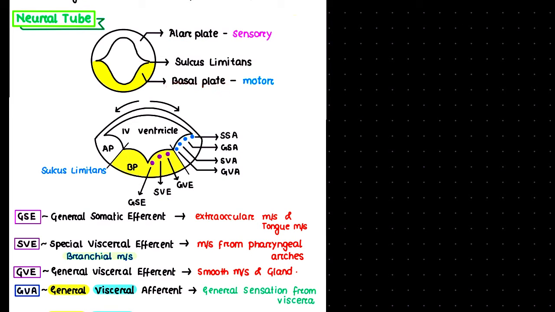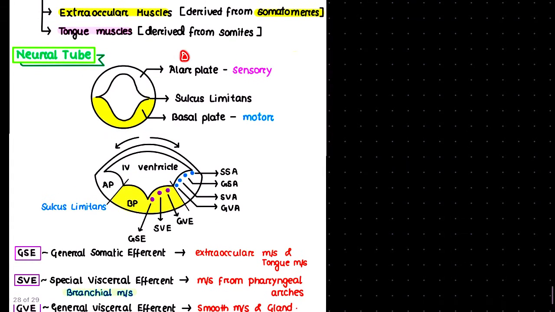What is this alar plate? The alar plate is the sensory plate. We can imagine it as the spinal cord also. The alar plate is dorsally presented, and in the spinal cord also, the dorsal roots are sensory in nature. So here this alar plate is also sensory in nature, and gives sensory nuclei. The basal plate is present ventrally. It is the ventral part, and it gives motor nuclei. We can correlate with the spinal cord, the same thing.